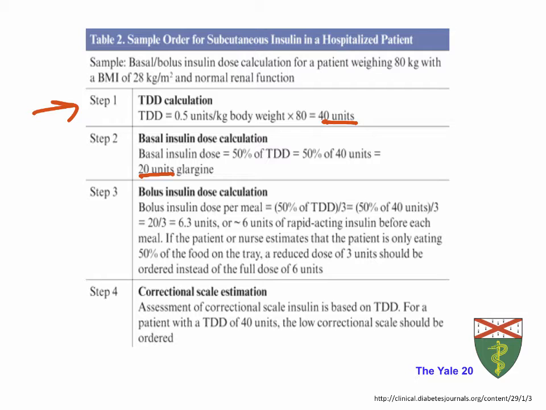So either 20 units one time a day of Lantus or Glargine, or you can use 10 units twice a day of NPH. That effect is the same. And then finally in step 3, we can calculate their bolus insulin dose.